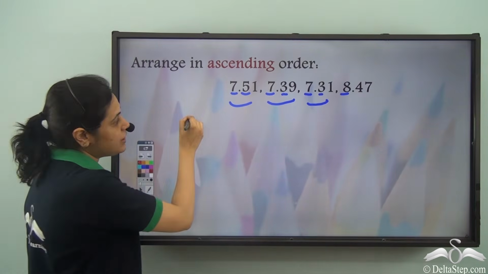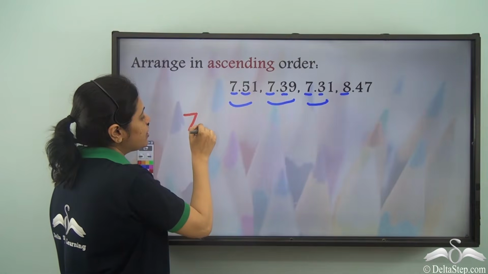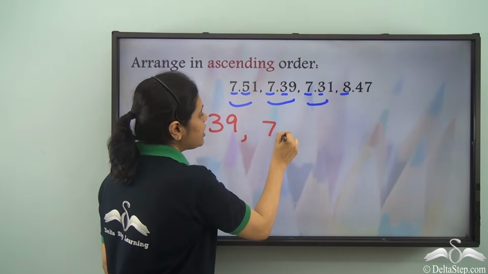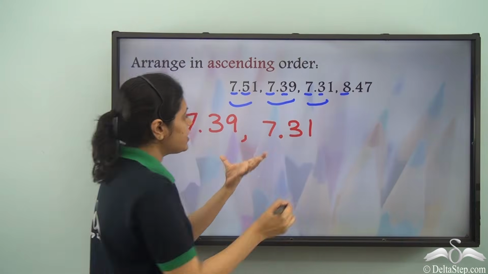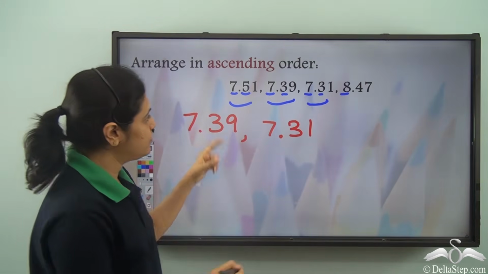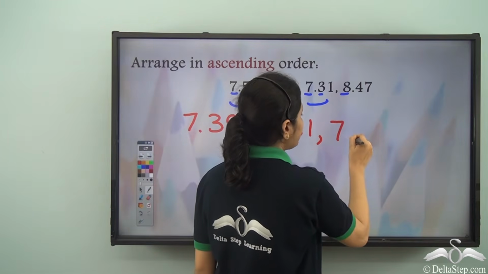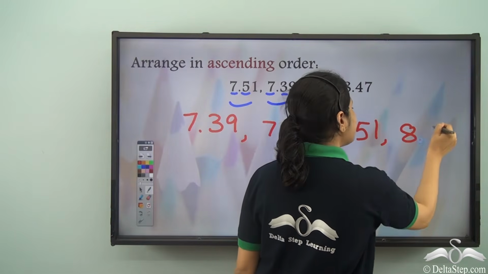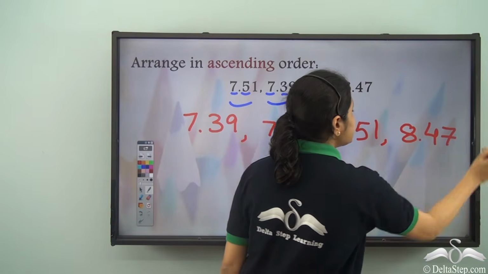So let us rewrite these. So 7.39, 7.31. We are yet to compare these two. 7.51 and 8.47.